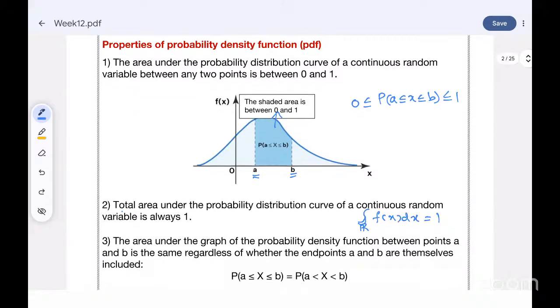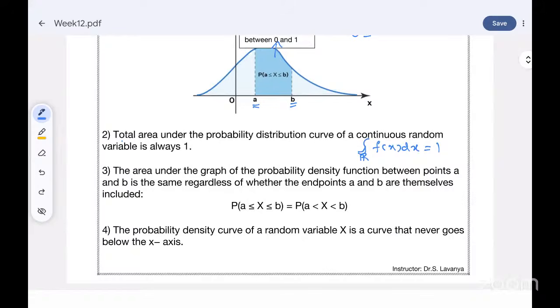Okay, the total area. Right? Because the sum of all the probabilities in the PMF was 1. So here overall all the probabilities equal 1. Integration of f of x dx.